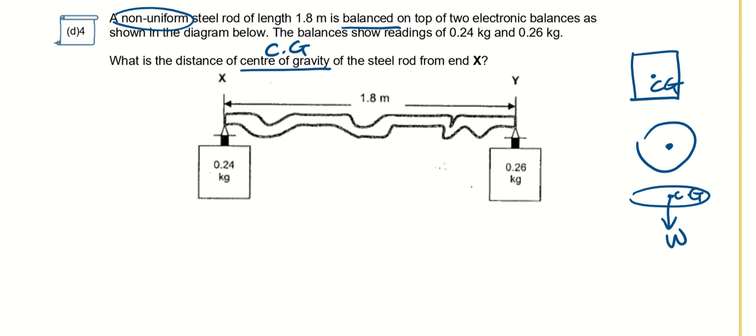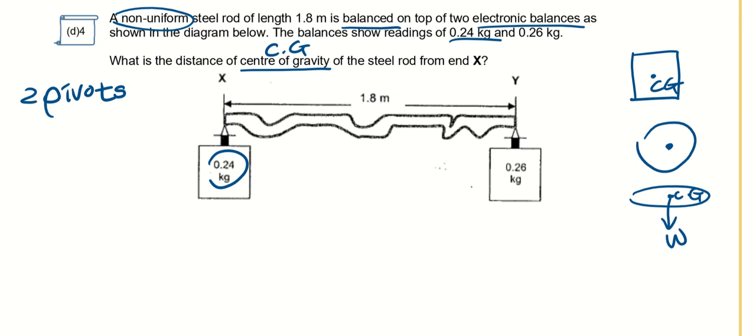So center of gravity is linked to moments. So you have to apply the sixth step. However, how many pivots do we have here? We have two pivots because this rod is actually supported by point X and also at point Y. Two pivots. On this side, the electronic balance is reading 0.24 kg.